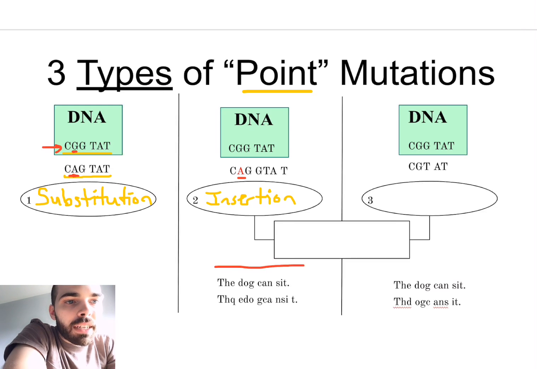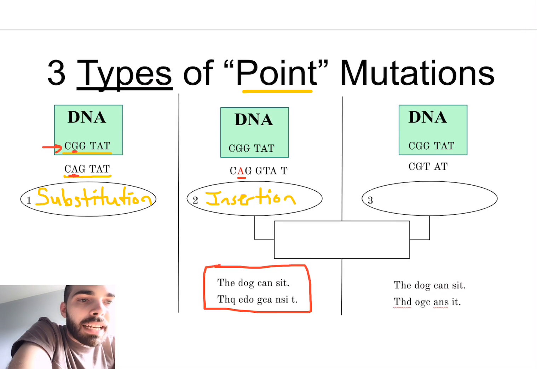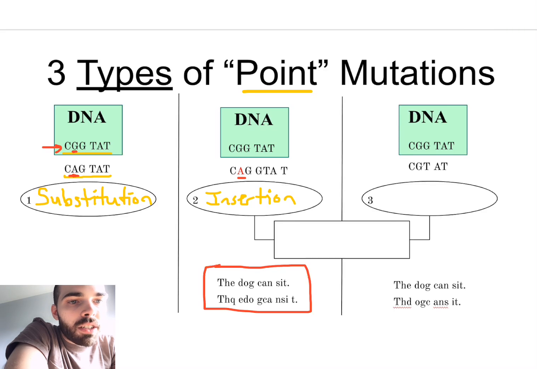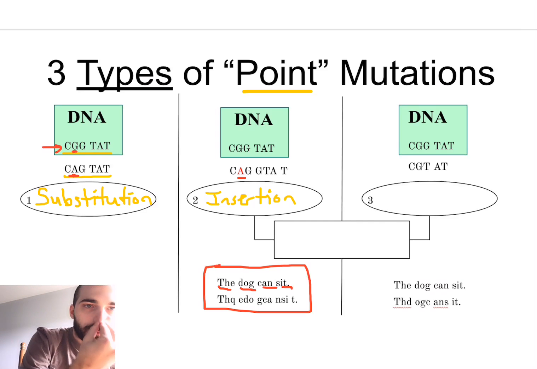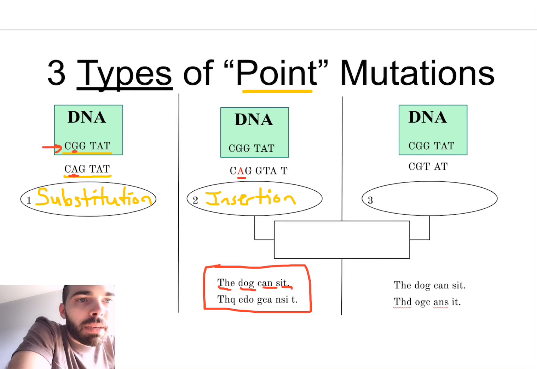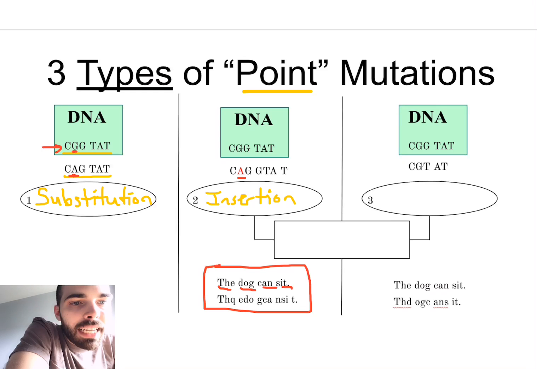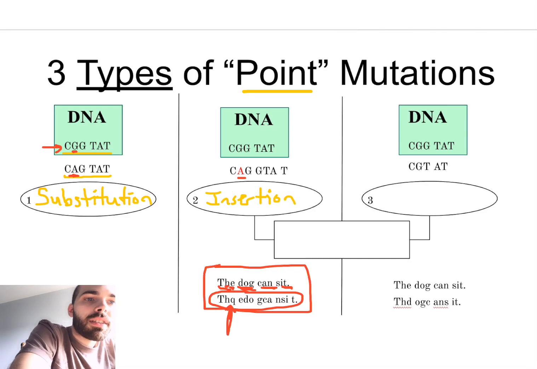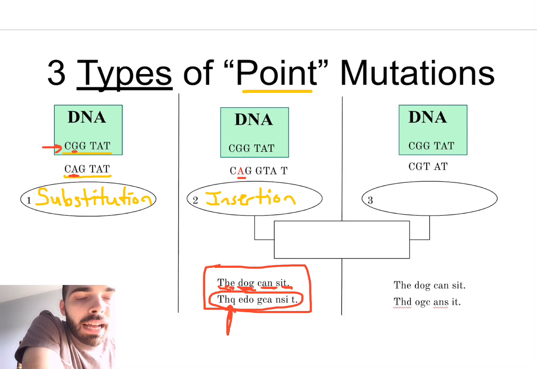So just to give you an example of how this would look in English, if I had the sentence, the dog can sit, notice every one of those words is made up of 3 letters, just like our DNA up here. Every 3 letters makes our codon. If I insert the letter Q between the H and the E, then that's going to cause the E and all the other letters to shift over one place. And if that happens, it gives you a sentence that doesn't really make any sense. And so you get an idea of how big a mistake an insertion can be. It can cause a lot of problems.